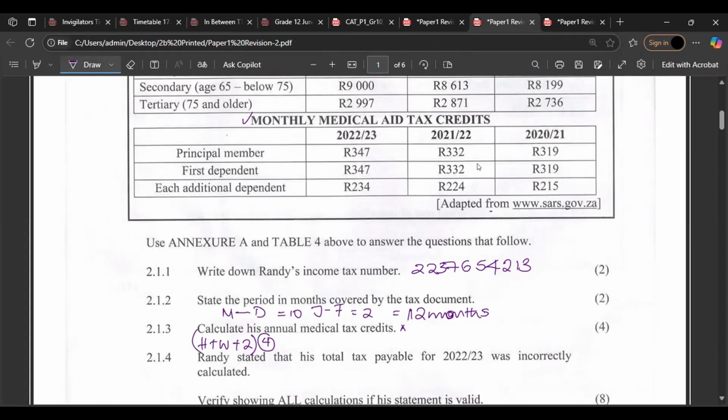So these 4 people, how do they share the medical aid? The first person is going to pay 340. The second person to come in is also paying 347. You see? Then how many people are remaining? There are 2. They will all fall here. So it's the same as 234 plus 234. This is it.